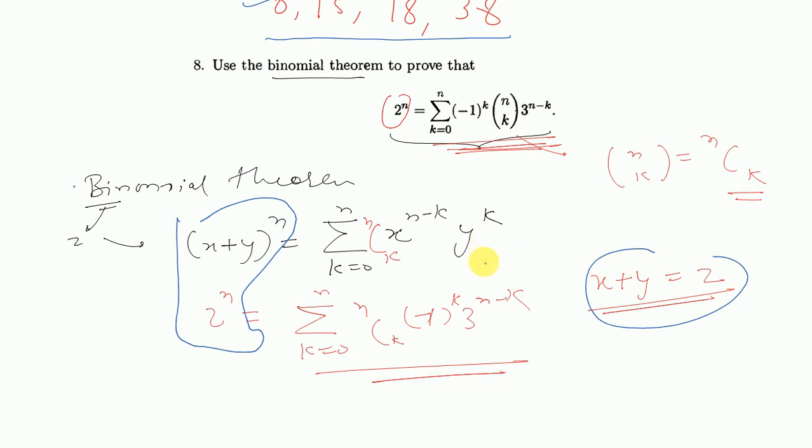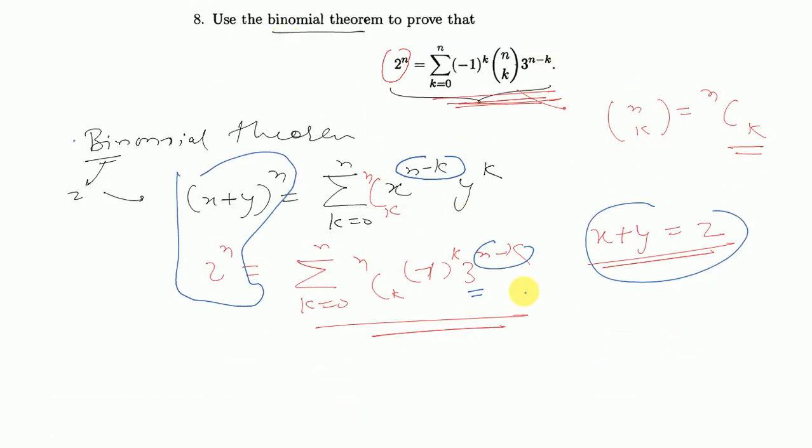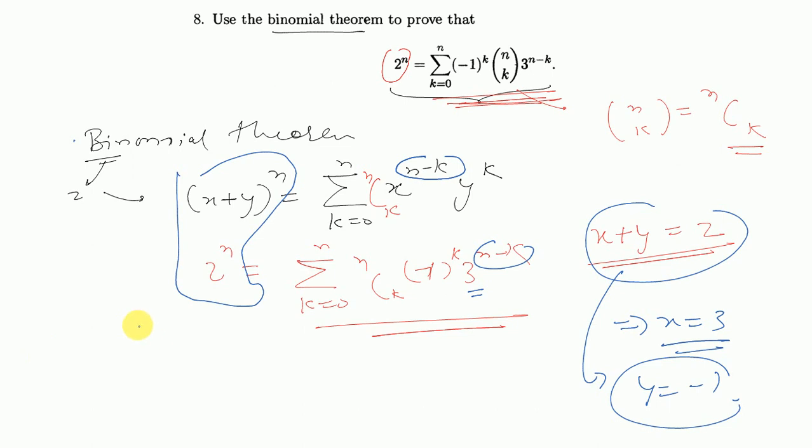And here if I compare, you see the power is n minus k. N minus k is the power of x, which means x should be 3, isn't it? Can you compare it? So it implies that the value of x is nothing but 3. And if I substitute the value of x here, you will get y equal to minus 1, isn't it? So you just need to substitute x equal to 3 and y equal to minus 1 in the binomial theorem.